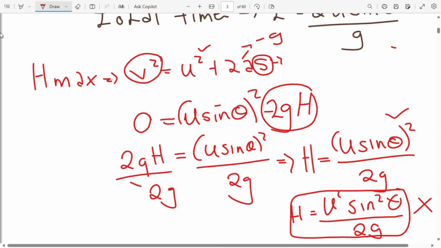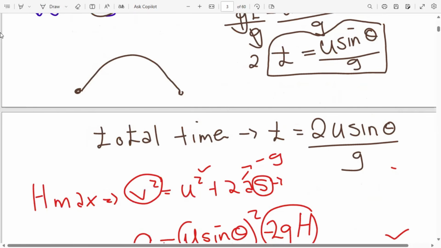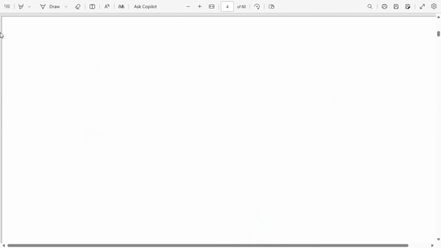So ladies and gentlemen, those are some of the components that we're going to have in our vertical axis. When you're dealing with motion in the vertical axis, we can calculate time of flight, and we can also calculate the maximum height. This is the equation for calculating maximum height, whilst the previous one is the one for calculating time of flight. So total time of flight will be equal to 2 u sine theta over g. These are the two equations that are particularly used in the vertical axis.